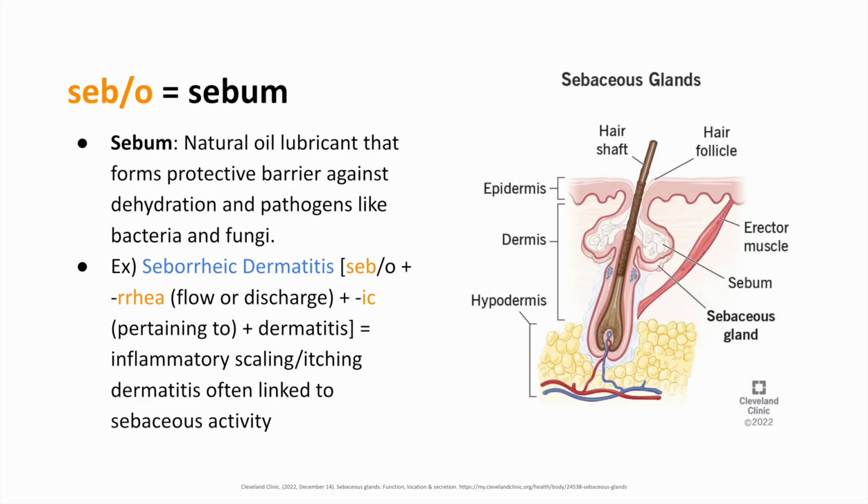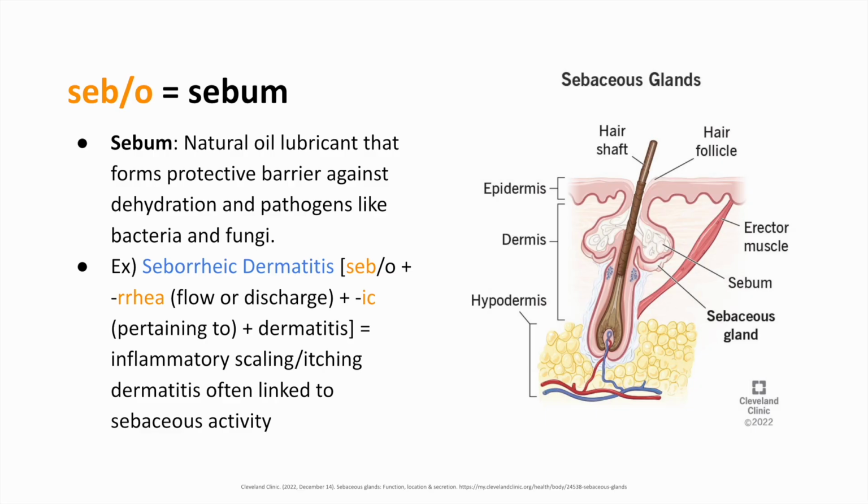So seborrheic dermatitis is seborrhea, remember from diarrhea, a flow or discharge; ic, pertaining to; and dermatitis, inflammation of the skin. So it's an inflammatory scaling or itching dermatitis, often linked to sebaceous activity. So if you release too much oil or too little oil, that could be one as well.